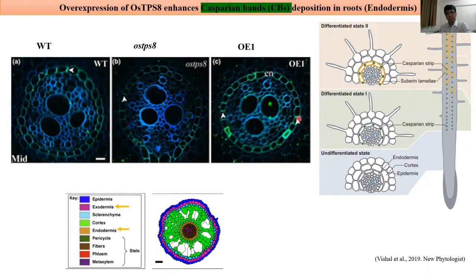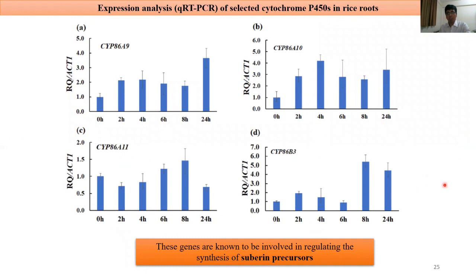And this is the most prominent in the overexpression line compared to the mutant, which is the weakest. So these two results show that the hydrophobic barrier deposition, both suberin lamella and Casparian bands, are affected by the OsTPS8 expression. To further confirm that, we did the qRT expression analysis with the rice tissue, which are induced by the salt stress up to 24 hours.